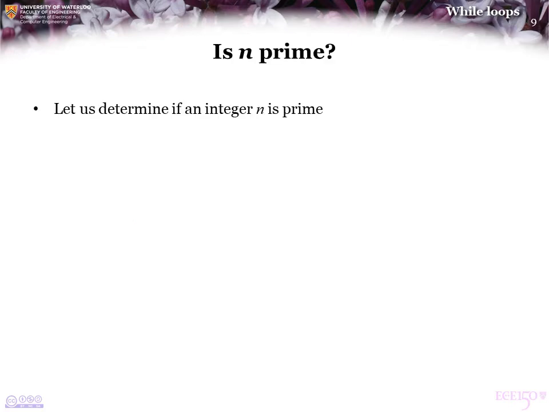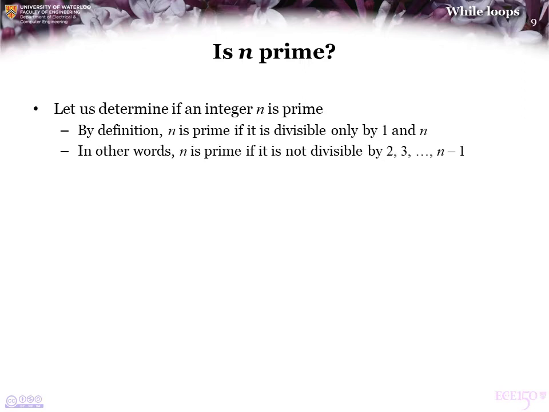Next, as another application of a for loop, let us determine if an integer n is prime. Now, by definition, a positive integer n is prime if it is divisible only by 1 and n. In other words, n is prime if it is not divisible by all the integers going from 2 up until n minus 1 inclusive.